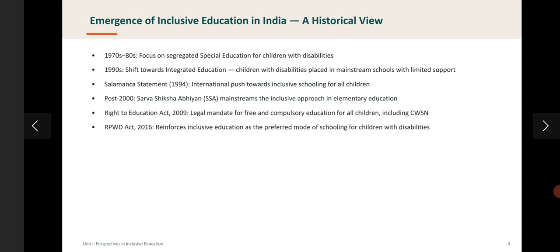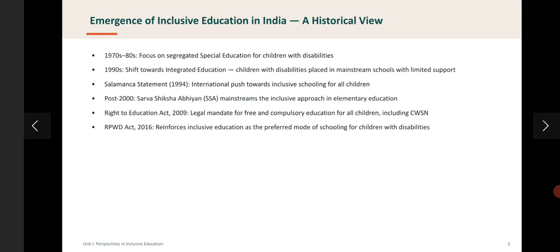That's why it's mentioned during the 70s and 80s. So this is very important. Please note it down. It's not there in the PPT. IEDC, Integrated Education for Disabled Children.